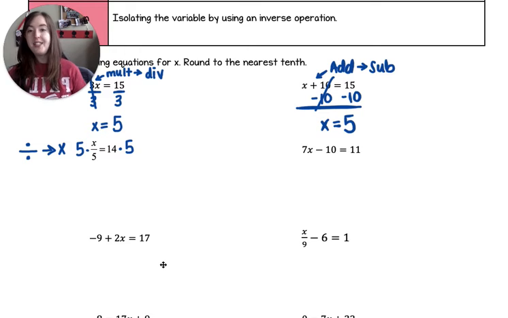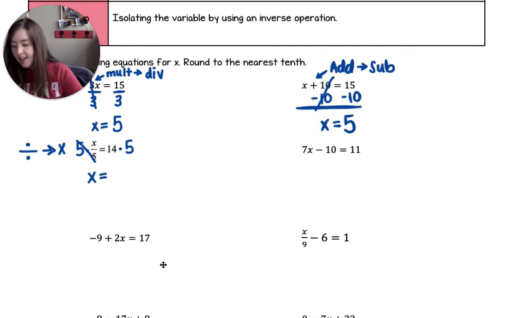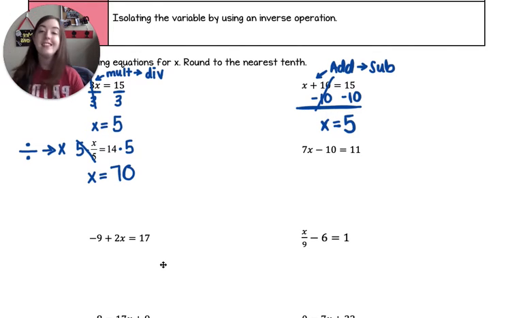Now over on the left side, 5 times x divided by 5, the 5s divide away to 1, and we're just left with x. On the right side, we have to figure out what 14 times 5 is. Pop that in your calculator, and we end up with 70. Good deal. All right, now on these next ones, we have a few more steps we have to go through.